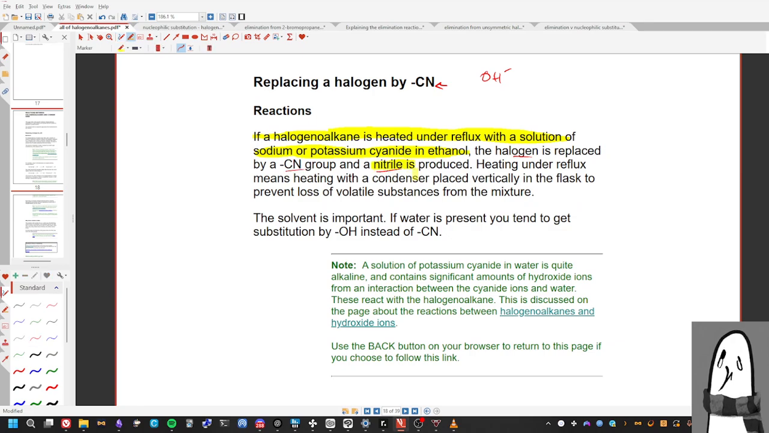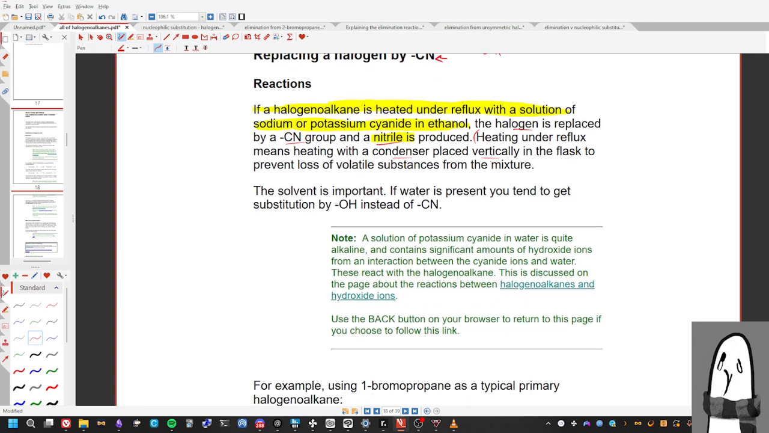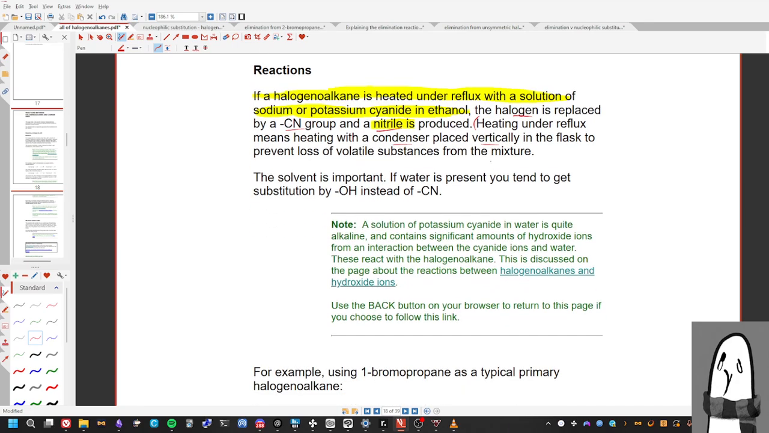Let's highlight the nitrile part. Heating under reflux means heating with a condenser placed vertically to prevent volatile substances escaping from the mixture. It's important to learn this definition. If water is present, you tend to get substitution by OH instead of CN.